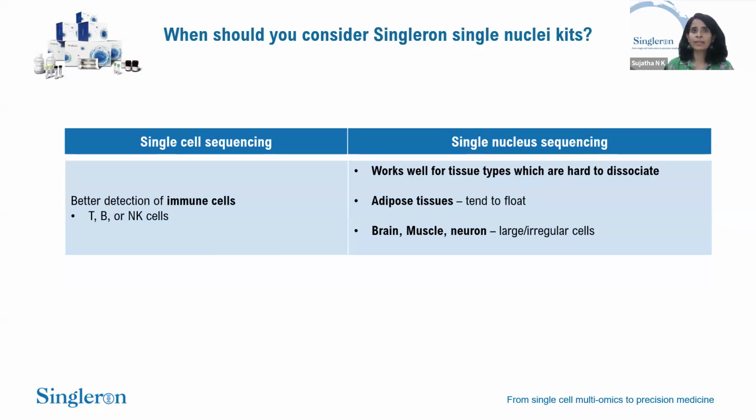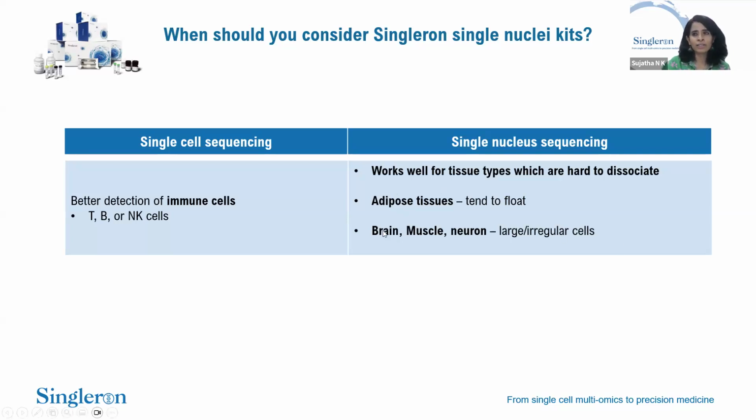So just sort of a quick comparison, if you're working with immune cells, you are better off doing single cell work. But if you do have tissue types that are slightly difficult to dissociate or certain other tissue types, we do recommend considering single nuclei sequencing. I will just bring up one or two examples here. One tissue type is adipose. These are fat cells that can float or are large or irregular in shape, and so in many technologies, they don't get captured very well. So if this is a cell type of interest, then we sometimes do recommend trying single nuclei sequencing.